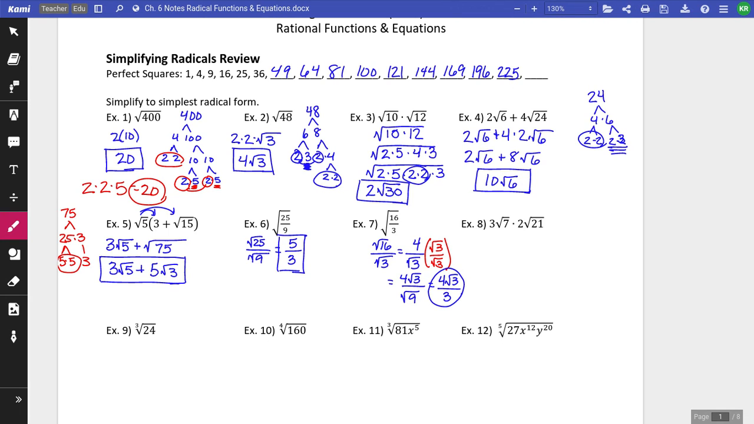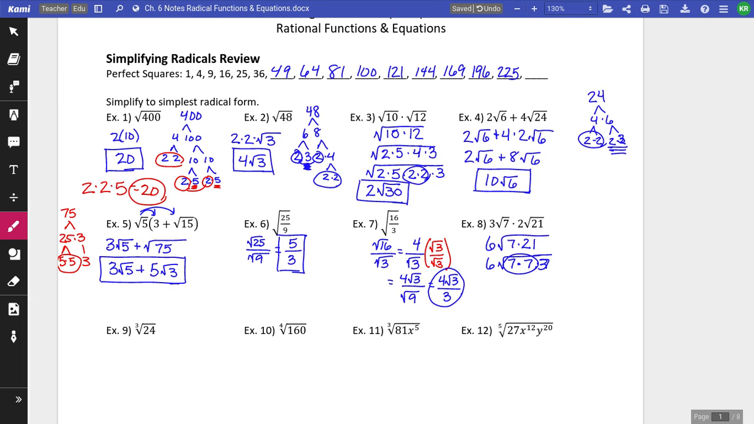So 3 times 2, kind of like those coefficients, multiply those together, and that's 6. And then I have 7 times 21 underneath your radical. Now, off the top of my head, I guess it's 147. But if you look at that 21, you know that 21 is 3 times 7. So I already have one 7. So I'm just going to leave that separated. And then that 21 is a 7 times a 3.